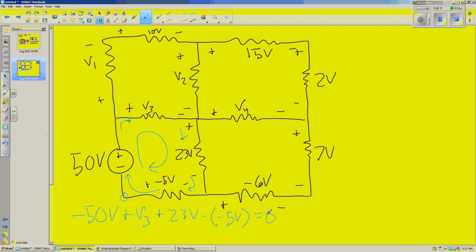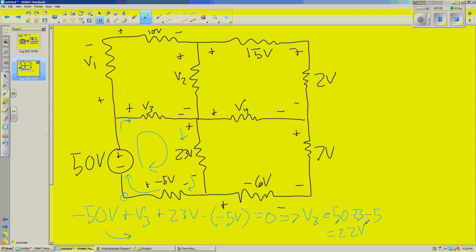So from this we can find V3, right? On one side, the 50 will move over. So V3 is equal to 50 minus 23 minus 5. So that double negative cancels out. And what do we get for V3? 22 volts.